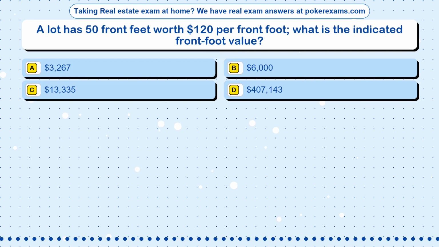Question 34. A lot has 50 front feet worth $120 per front foot. What is the indicated front foot value? Option A, $3,267. Option B, $6,000. Option C, $13,335. Option D, $407,143.